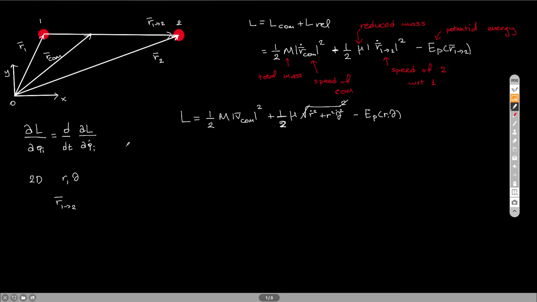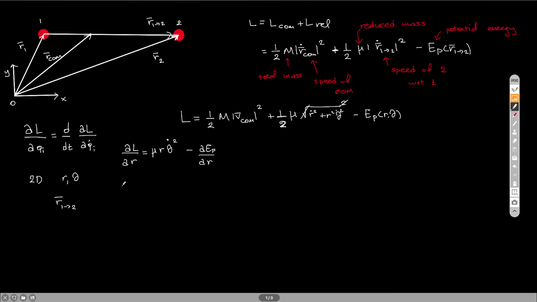Alright, now r and theta are my two generalized coordinates. So let's start with r. This quantity does not depend on r at all, but this one does, and this one does as well. So for the partial derivative, the 2 here will cancel out with the 1/2, so I have the reduced mass times r times theta dot squared minus the partial of EP with respect to r.